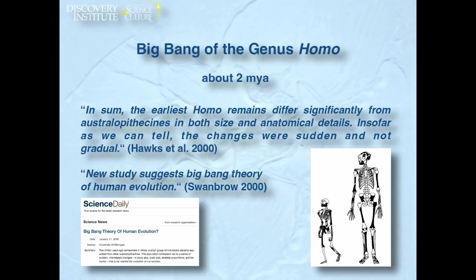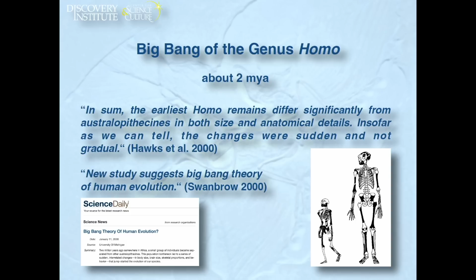But what about us? So maybe you think, well, there are these ape-man-like fossils from Eastern Africa. Don't they show this kind of gradual development of humans from Australopithecine ape-like precursors? But actually, the mainstream experts say, no, there is no continuity. Here's a quote from a paper from John Hawkes, one of the most famous paleoanthropologists, experts for the human fossil record, and he wrote in a paper in 2000, in sum, the earliest Homo remains differ significantly from Australopithecine in both size and anatomical details. Insofar as we can tell, the changes were sudden and not gradual.